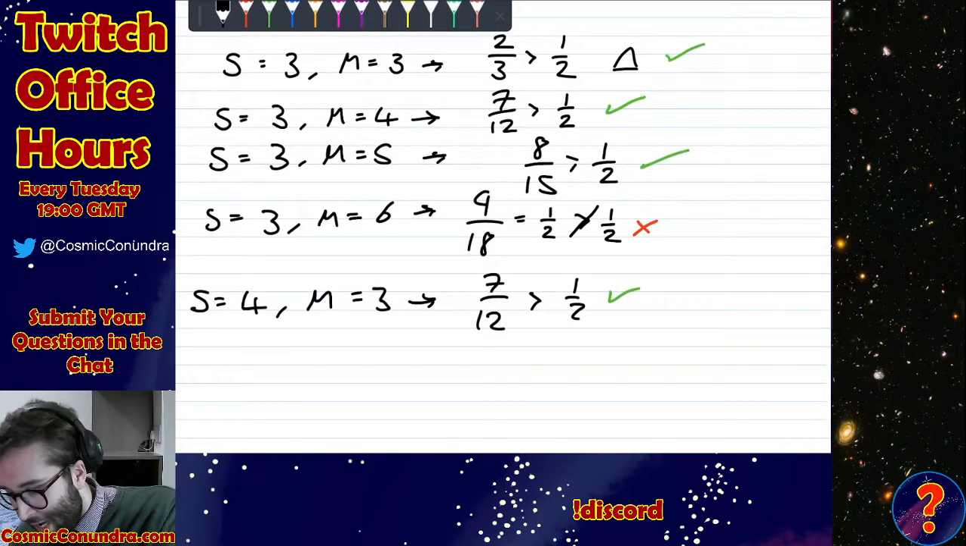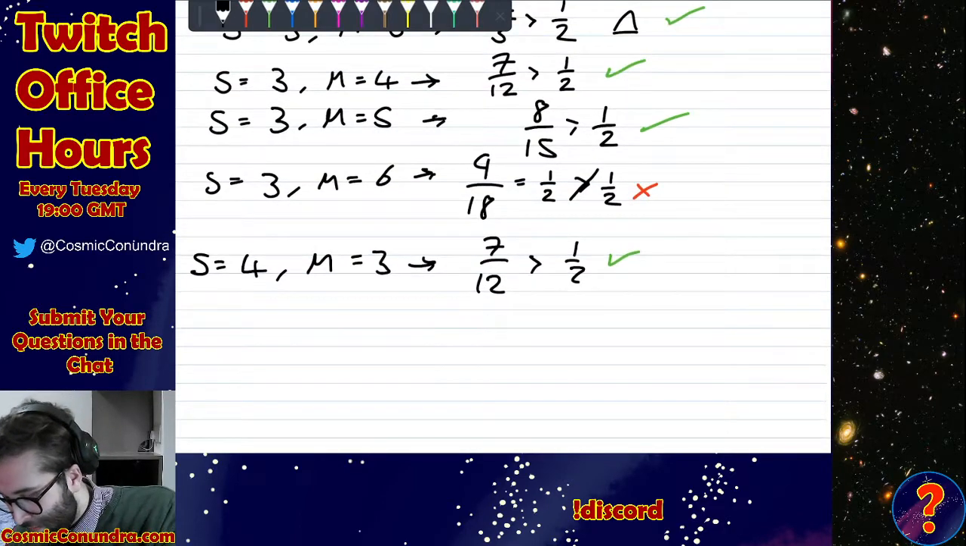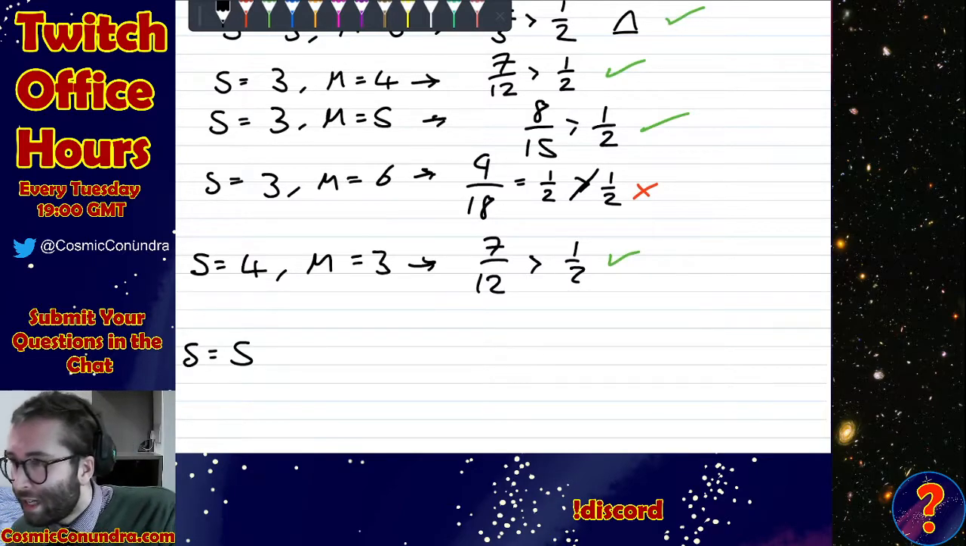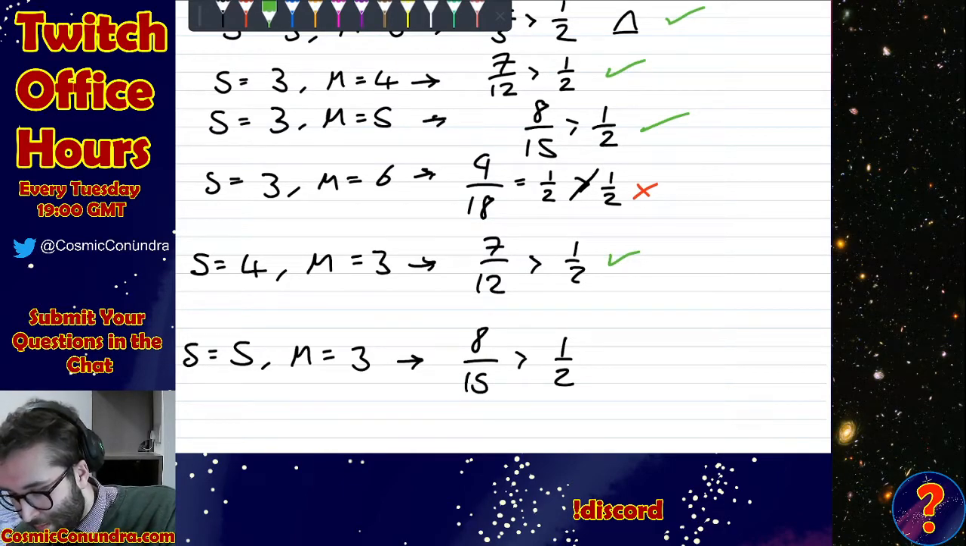But then if you try S is 4 and M is 4, so now if you think about 4 square faces meeting at a vertex, that isn't allowed because that'll give you a half. And a half is not greater than a half. So then you move on and you think about, what about pentagons meeting at a vertex? S is 5. So we try M is 3 again. And that again gives us 8 over 15, so that is allowed.